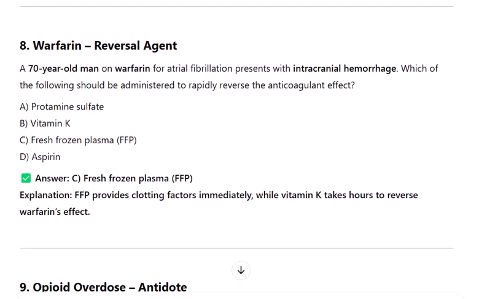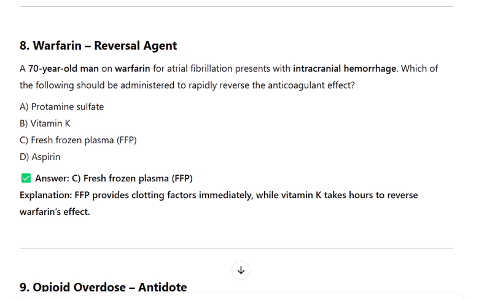8. Warfarin, reversal agent. A 70-year-old man on Warfarin for atrial fibrillation presents with intracranial hemorrhage. Which of the following should be administered to rapidly reverse the anticoagulant effect? A. Protamine sulfate. B. Vitamin K. C. Fresh frozen plasma, FFP. D. Aspirin. Answer C. Fresh frozen plasma, FFP. FFP provides clotting factors immediately, while vitamin K takes hours to reverse warfarin's effect.